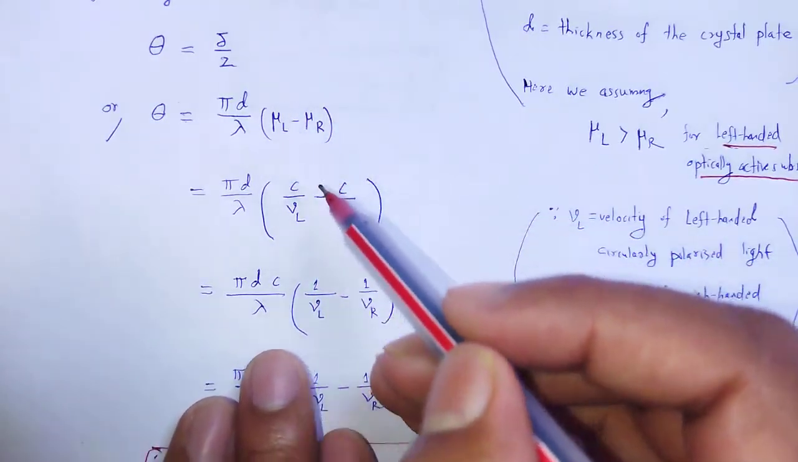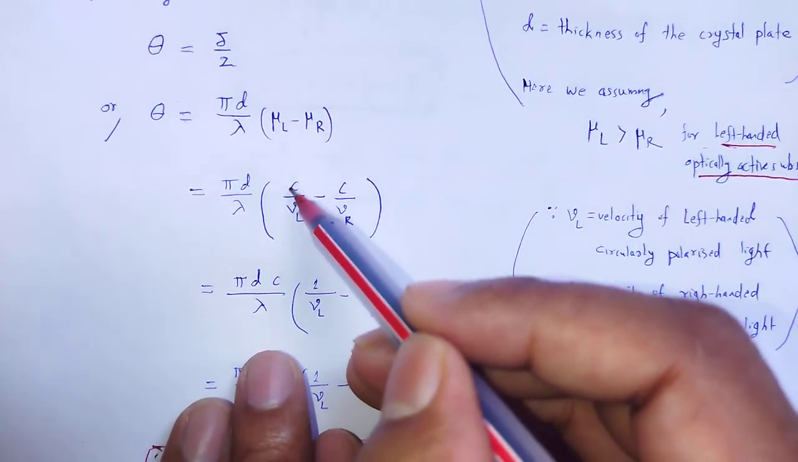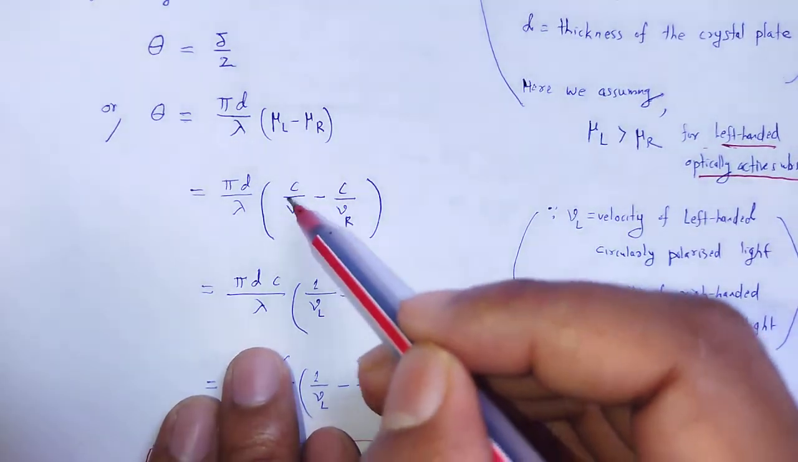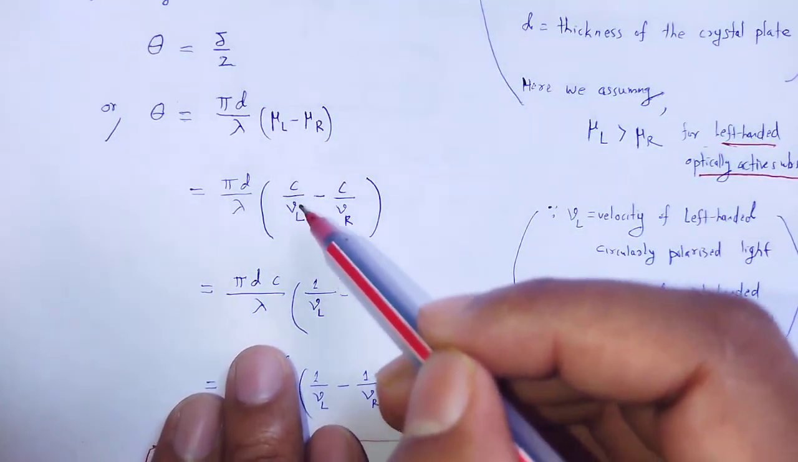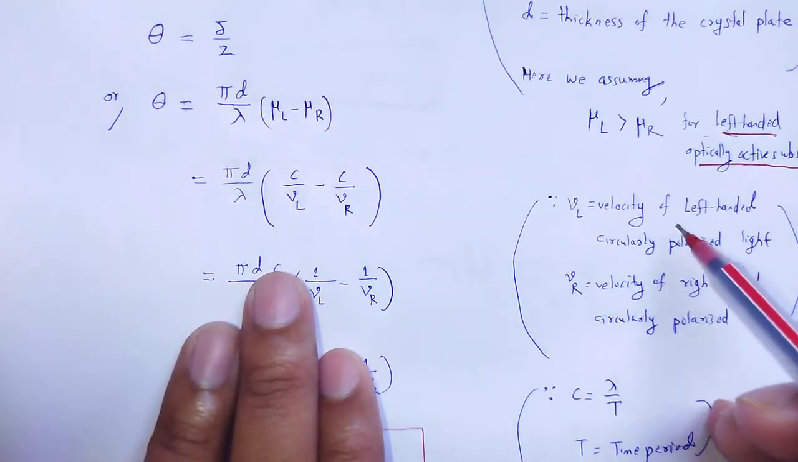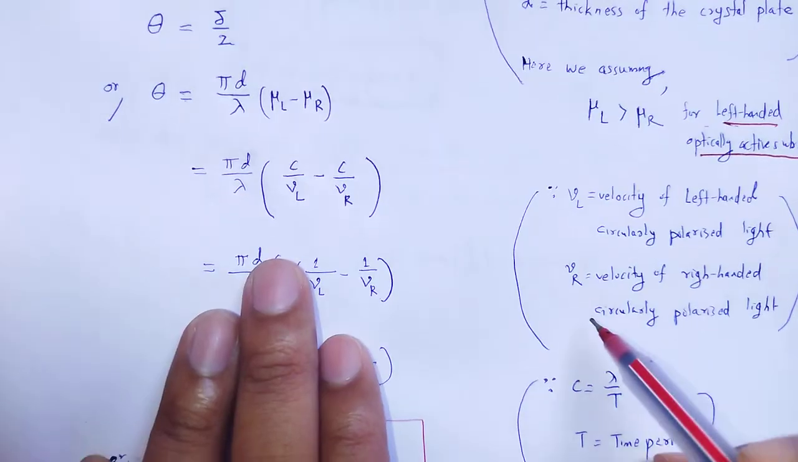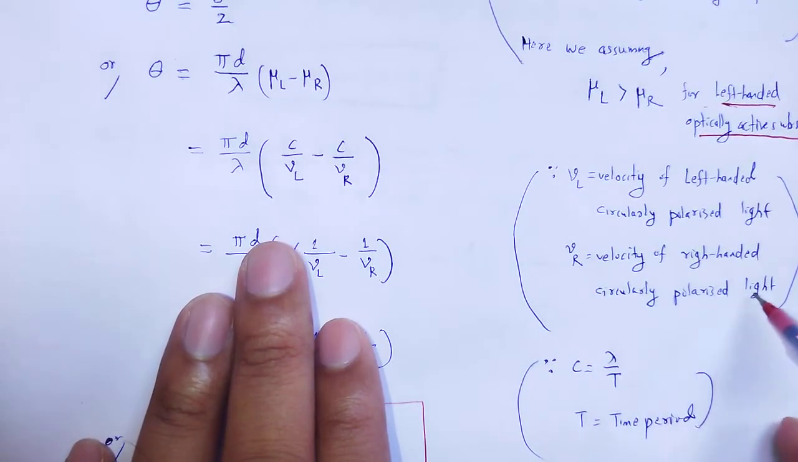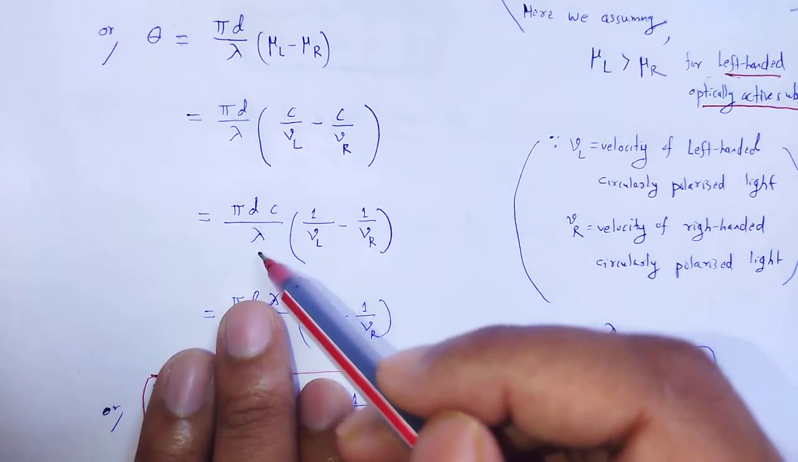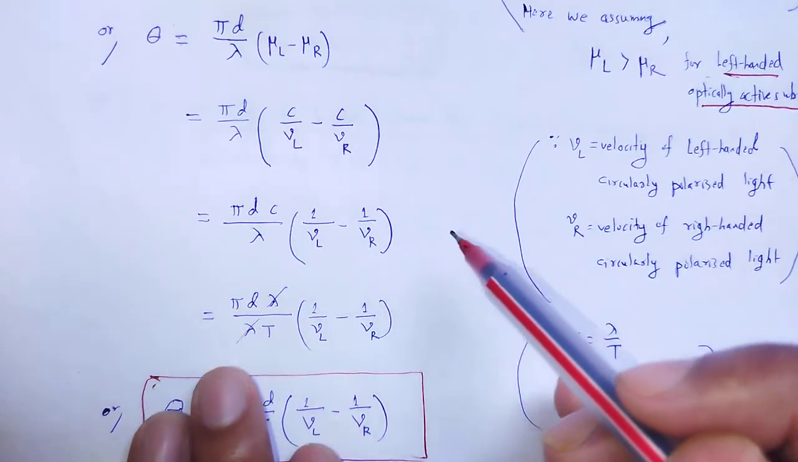Mu L, the refractive index, is C divided by VL. C is the velocity of light, divided by the velocity of that ray in that particular medium. So VL is the velocity of left-handed circularly polarized light, VR is the velocity of right-handed circularly polarized light. C as common, pi d C divided by lambda into 1 by VL minus 1 by VR.